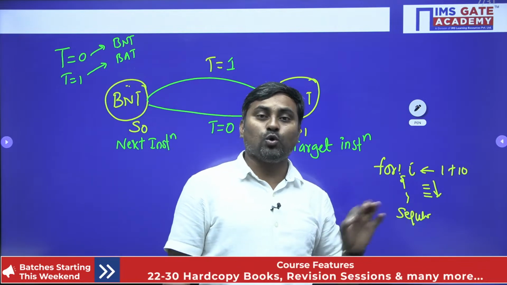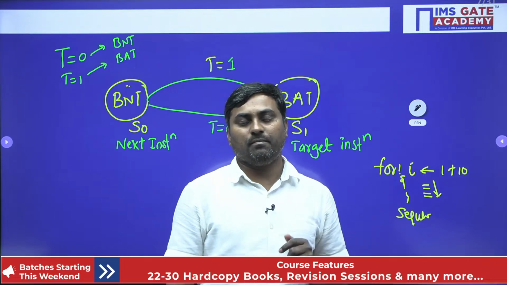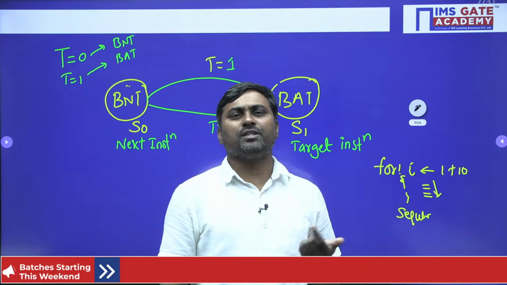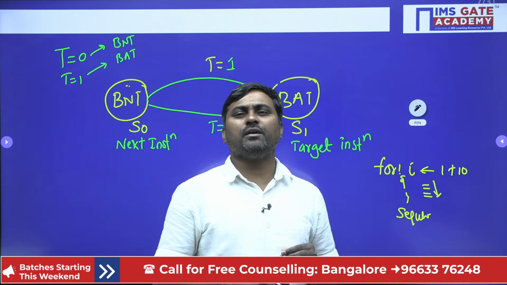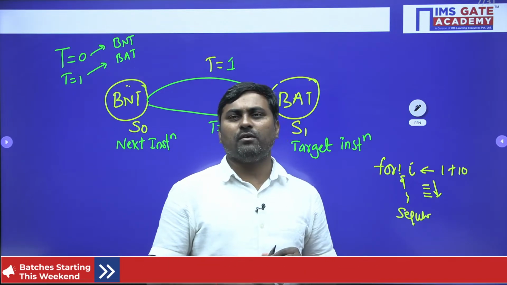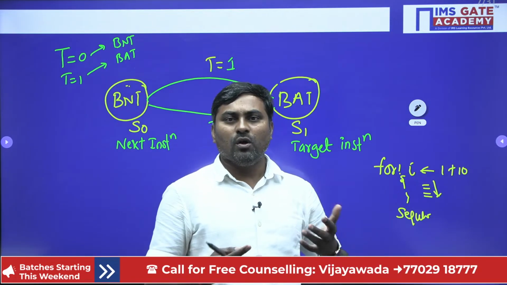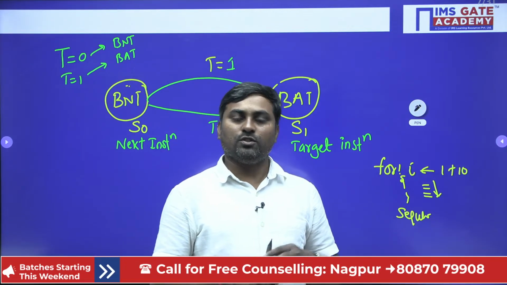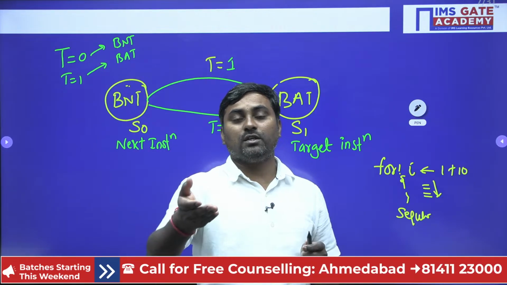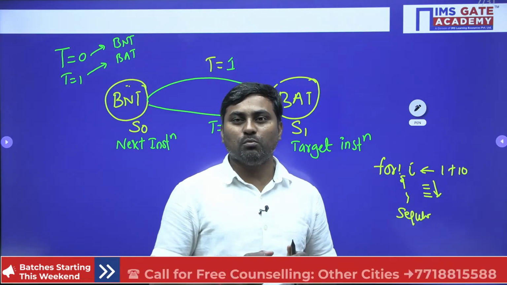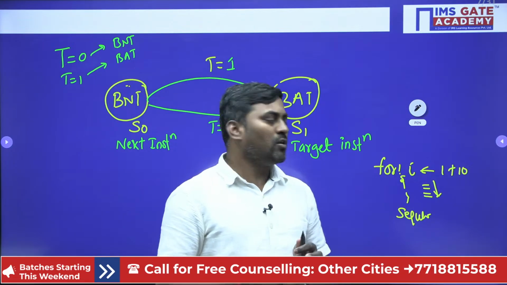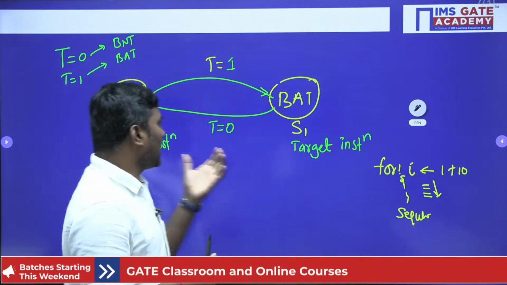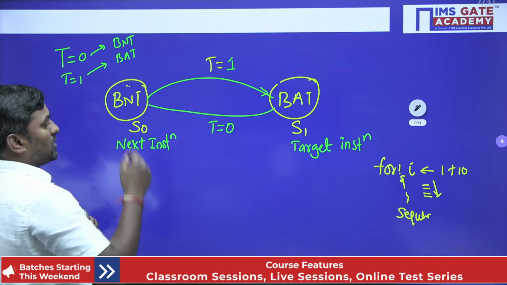Now when i equals 2, I predict that the branch will take. Suppose I predict branch always takes and the branch has taken: i equal to 2 is less than 10, the condition is true, so the branch has taken. The target instruction I placed is a success, so I change the state. Then I come back here again and change the state.